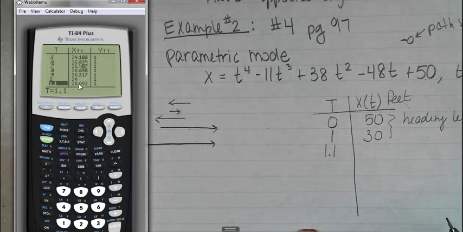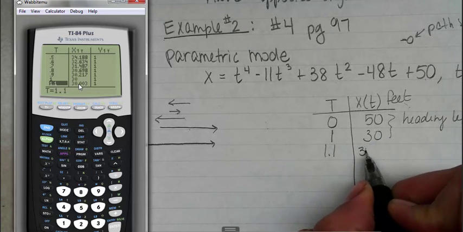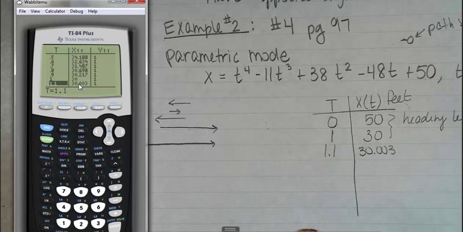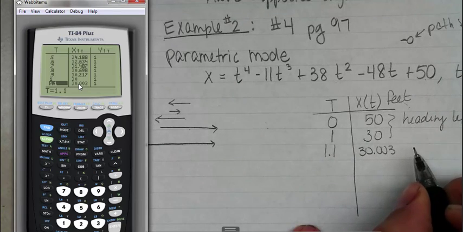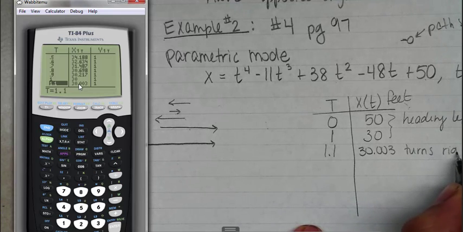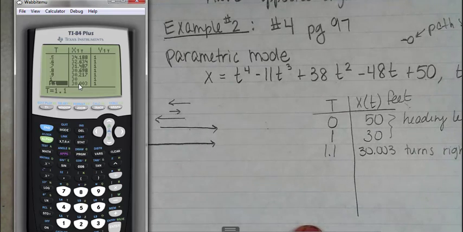So at 1.1 seconds, I'm now at 30.003 feet. So I think it just turned around somewhere. So it turns right. If you want to get into more detail and really explore this, you totally can.